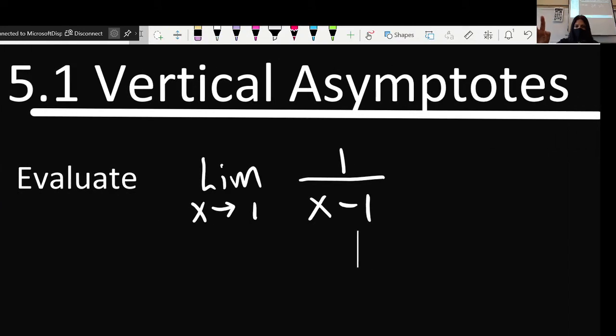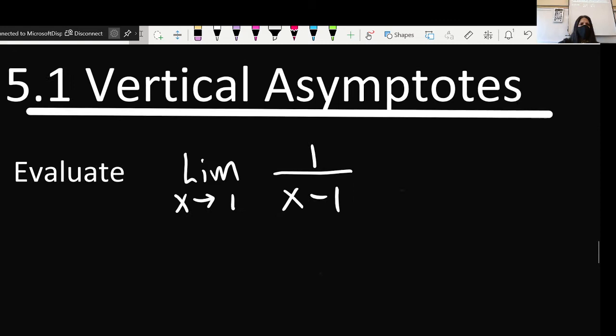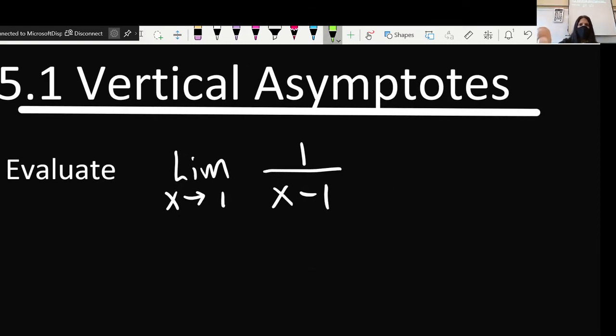Okay, so looking at 5.1 vertical asymptote, this actually goes nicely with what we just did for 1.2. I talked a little bit about it, but I didn't actually go through an example with you. Again, this is based on stuff that you did in Pre-Calc 12.